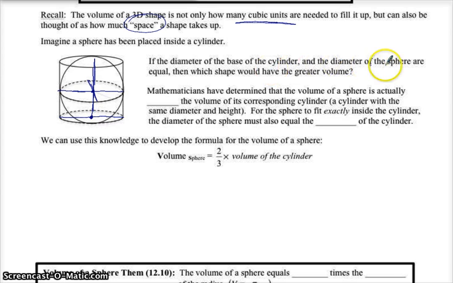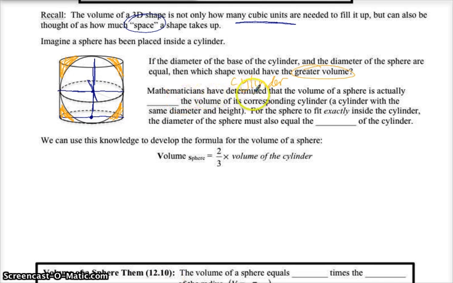So if the diameter of the sphere and the diameter of the cylinder are equal, then which shape would have greater volume? Well, hopefully this is very obvious to you. If you put this sphere inside the cylinder, then you have all this little empty space in these corners going around the sphere inside that cylinder. So obviously the cylinder has greater volume, right, because of that empty space.